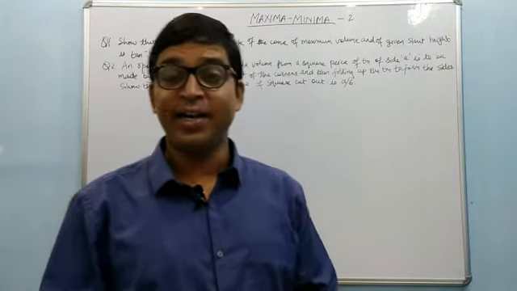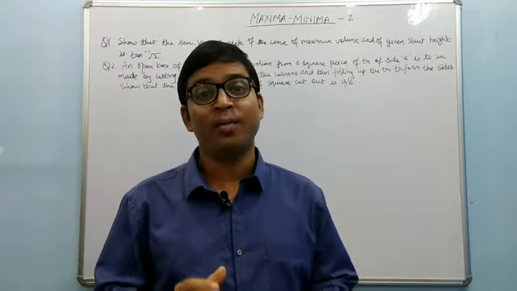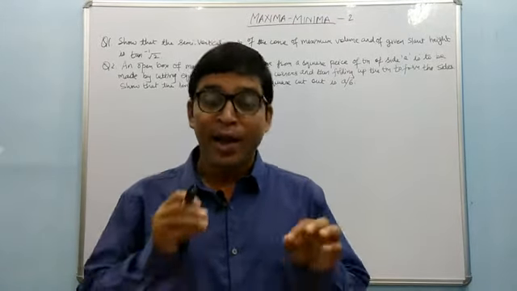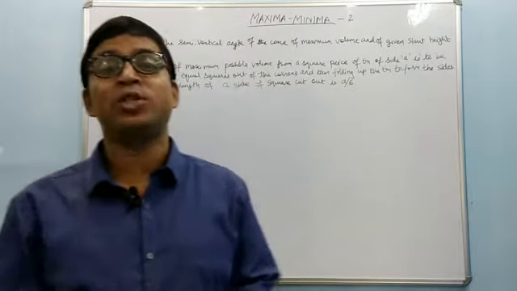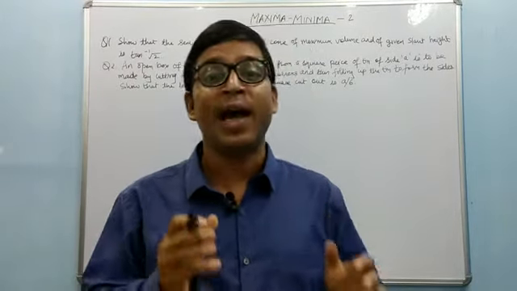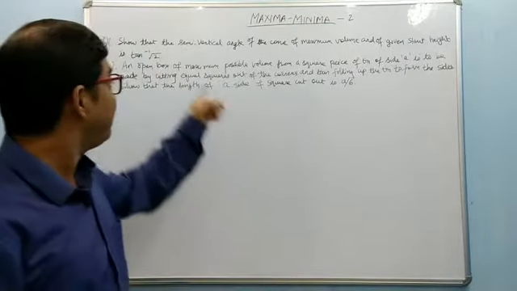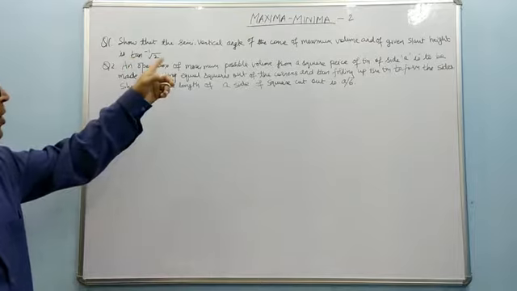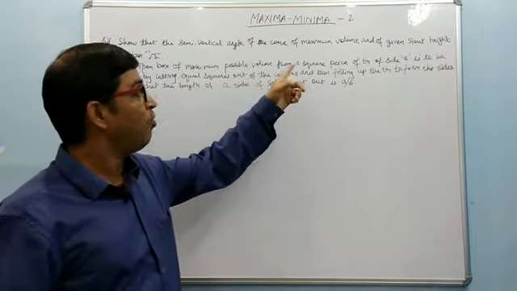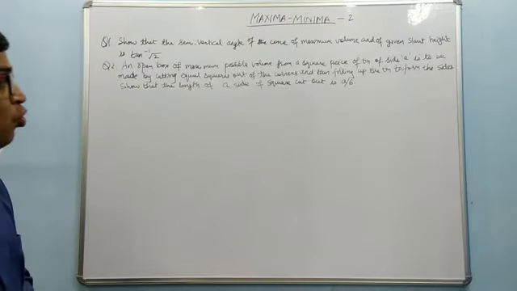Hello friends, earlier we have gone for basic understanding of the problems of maxima and minima. Now we will solve certain particular problems which are very important and which will enhance your complete understanding of maxima and minima. See here in the first problem, show that the semi-vertical angle of a cone of maximum volume and of given slant height is tan inverse root 2.